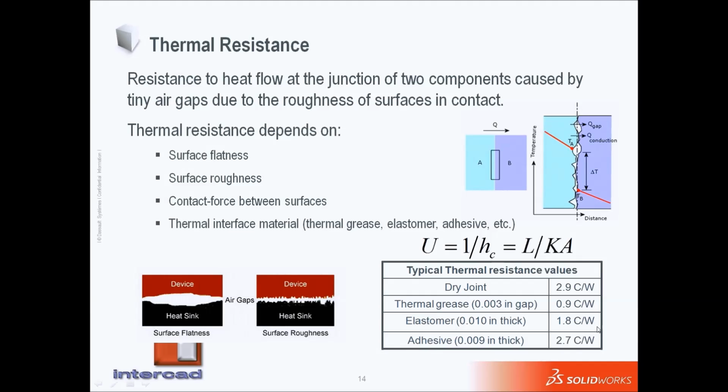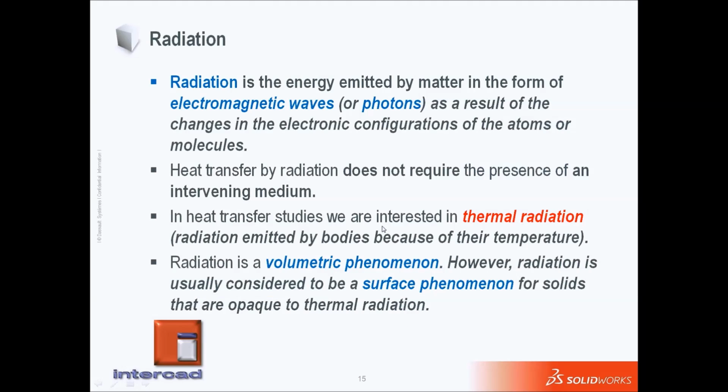That's simply defined as U, which is the inverse of the heat transfer coefficient or film coefficient, which is L over kA. There are some prescribed values for the typical joints we have. However, if you need more accurate values for this material, you have to go to the right reference books and find these values more appropriately. And now let's move to the last mechanism of heat transfer, which is radiation.